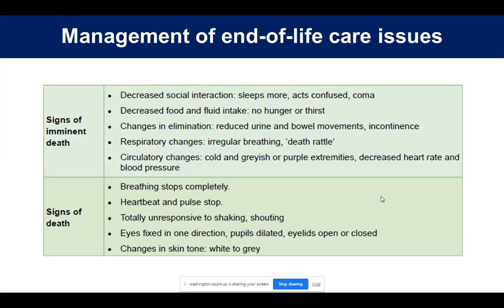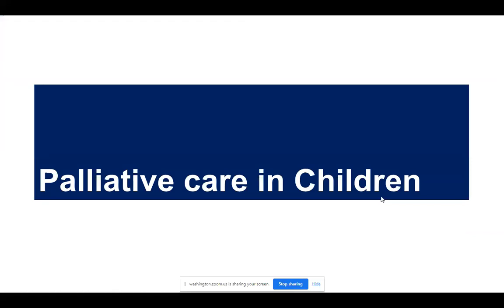Explain to him: when breathing stops completely, the heartbeat or pulse stops, and the patient is unresponsive to shaking or shouting. The eyes are fixed in one direction, pupils are dilated, eyelids are either open or closed. There is a change in the skin tone from white to gray. These are the kinds of management of end of life care issues in adults.